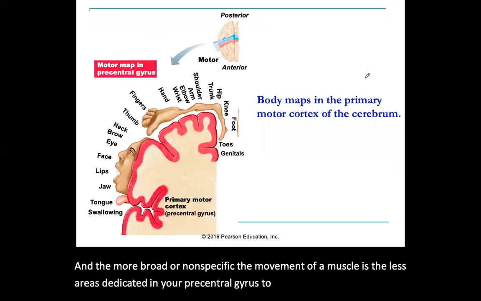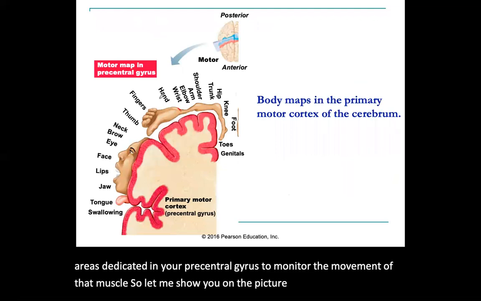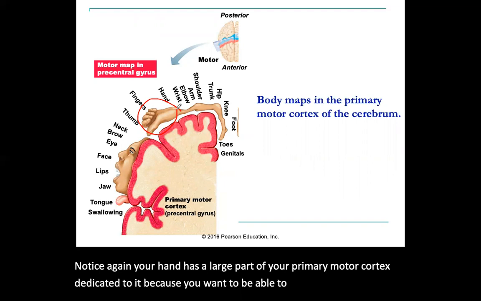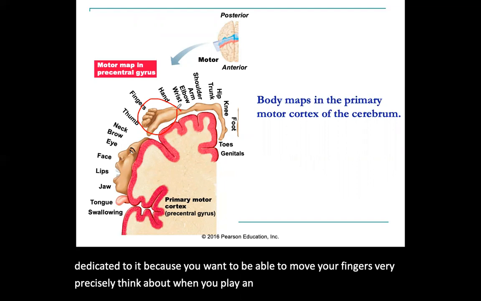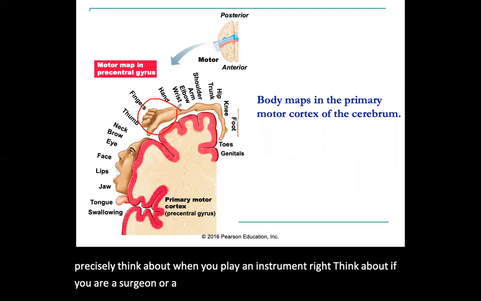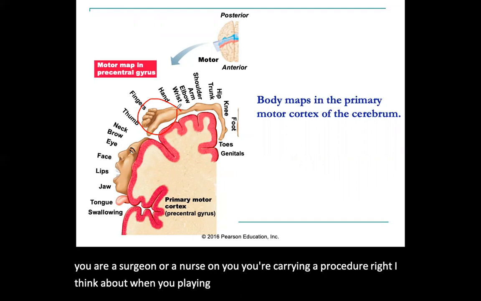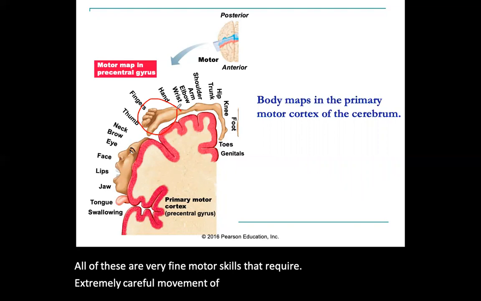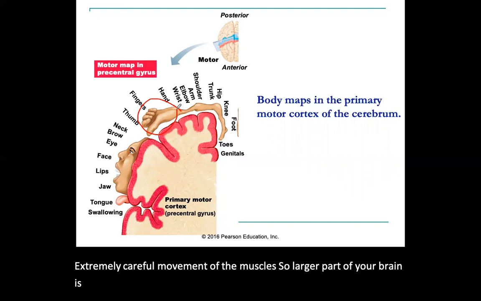So let me show you on the picture again. Notice that your hand has a large part of your primary motor cortex dedicated to it because you want to be able to move your fingers very precisely. Think about when you play an instrument, right? Think about if you are a surgeon or a nurse carrying out a procedure. Think about when you're playing the guitar or your keyboard. All of these are very fine motor skills that require extremely careful movement of the muscles. So a larger part of your brain is dedicated to controlling the neurons.